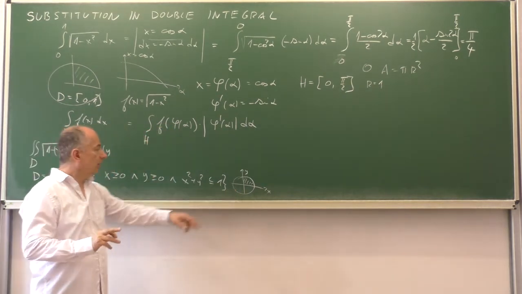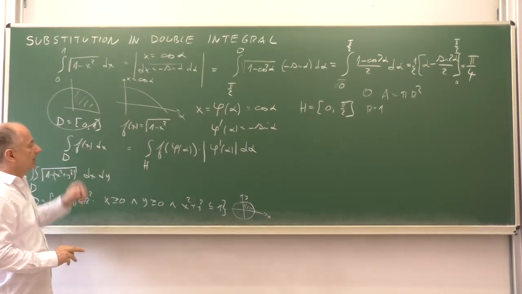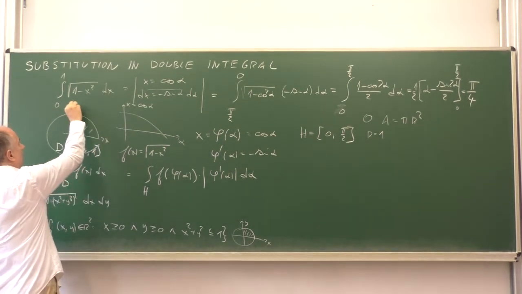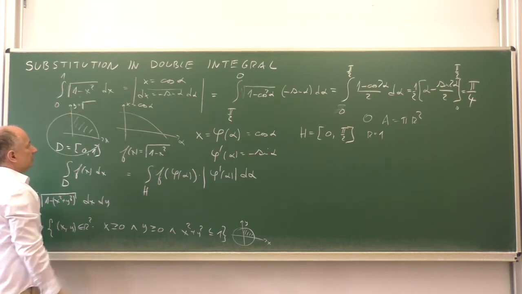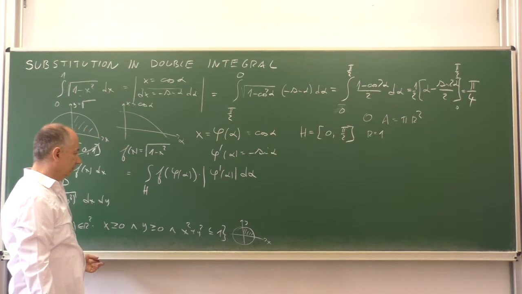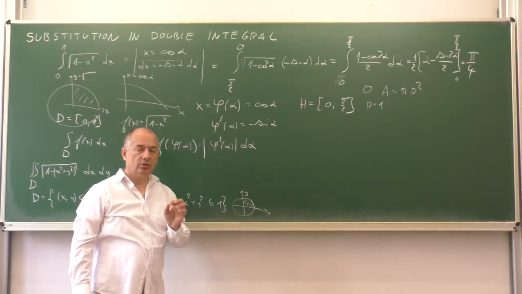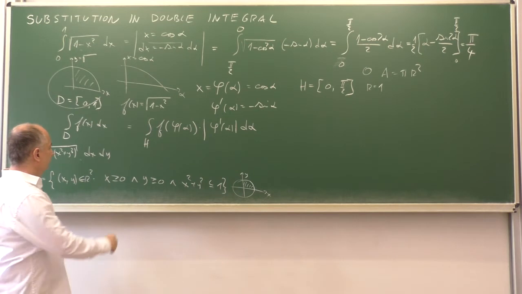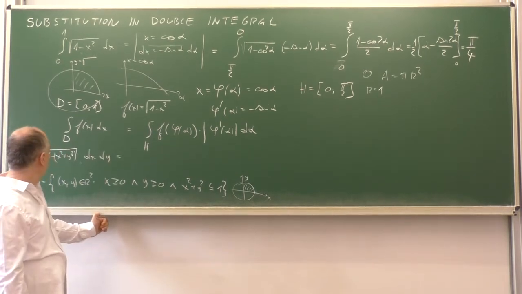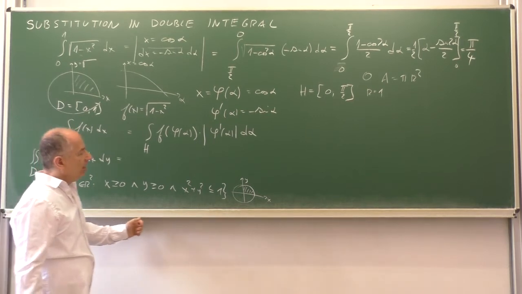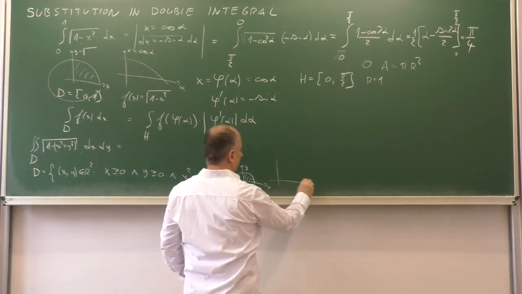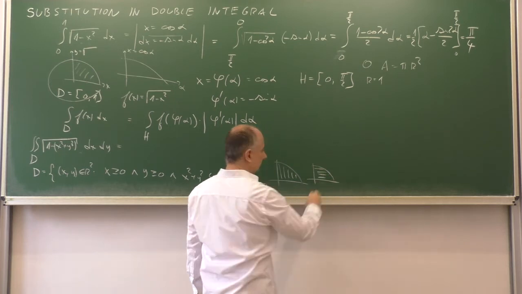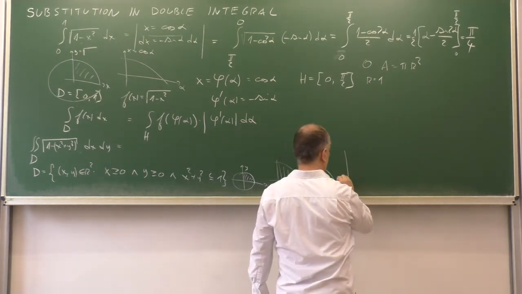Well, this plot looks similar to this one, but the meaning of the variables is different. Here, y was the function, the dependent variable. In this situation, both x and y are two independent variables, and we integrate this function of these two variables. Now, instead of cutting this quarter of a circle this way, or perhaps this way, we can cut a circle in this way.